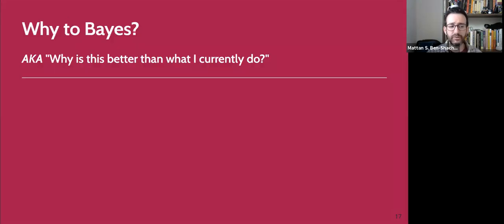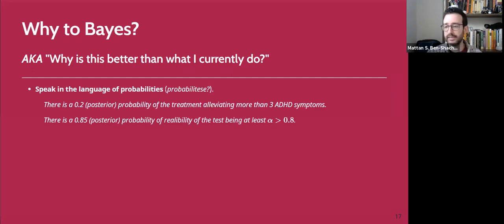So why should you even bother switching over to Bayesian statistics? Well, the first thing that Bayes allows you to do is speak in the language of probabilities. This is something that frequentist statistics don't allow us to say. So I can say something like there's a 0.2 probability of the treatment alleviating more than 3 ADHD symptoms. I can't say that with frequentist statistics. I can say what I got in my sample, and I can maybe give a confidence interval around that, but I can't make probabilistic statements of this sort.